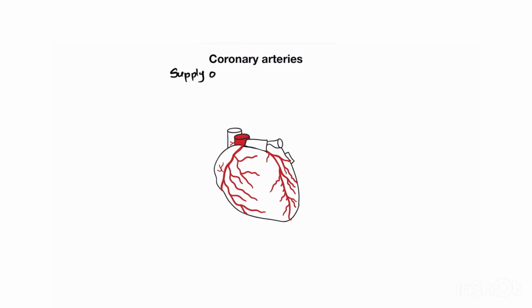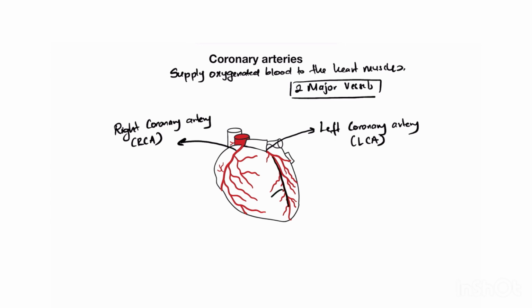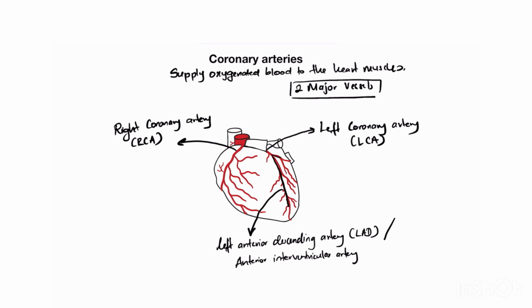The coronary arteries supply oxygenated blood to the heart muscles. There are two major vessels. The left coronary artery arising from the left aortic sinus and the right coronary artery arising from the right aortic sinus. The left coronary artery after 2 cm divides into left anterior descending artery, also called the anterior interventricular artery, and the left circumflex artery.